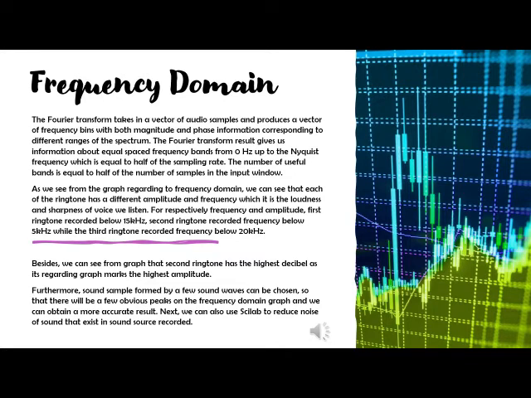In a nutshell, we should find other sound samples if we want to get a varied frequency domain. This can help us obtain more accurate and diverse results. Also, we can use a tool to reduce the noise that exists in the recorded sound source.